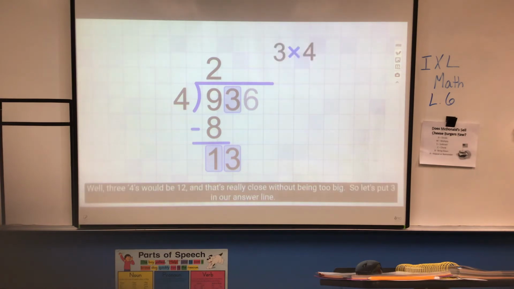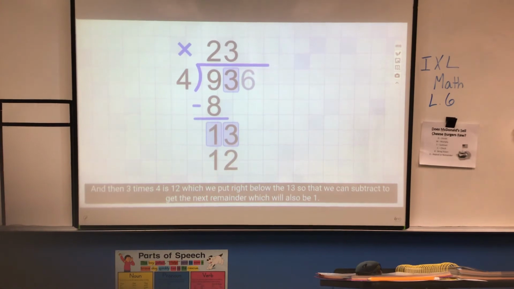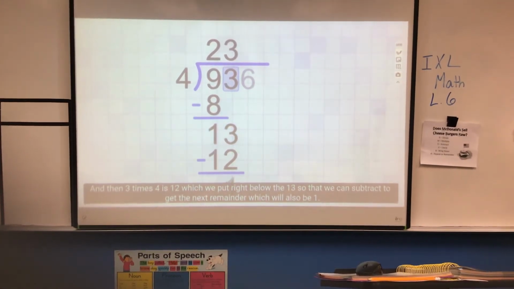Well, 3 4s would be 12, and that's really close without being too big, so let's put 3 in our answer line. Yep, it goes right over the 3 because that's the next digit we were dividing in this digit by digit process. And then 3 times 4 is 12, which we put right below the 13 so that we can subtract to get the next remainder, which will also be 1.